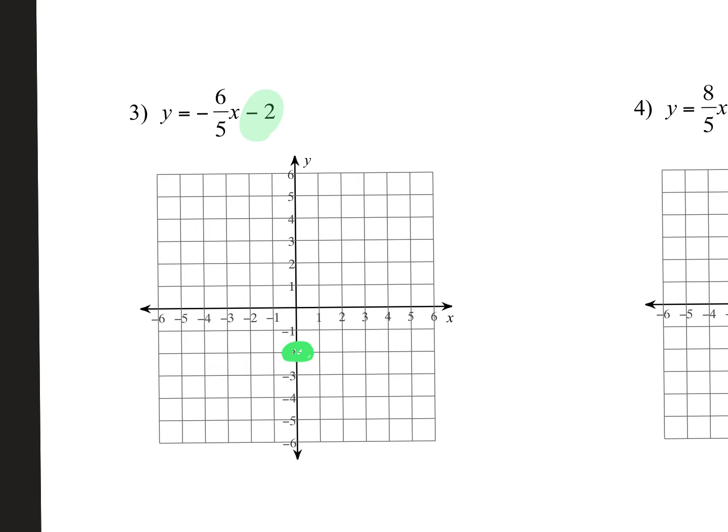Now, you would probably think, and rightfully so, hey, that rise is a -6. So I should go down 6. What's the problem, or I should say the issue, with this particular problem? It's in red. Yeah, I don't have enough room on the graph.